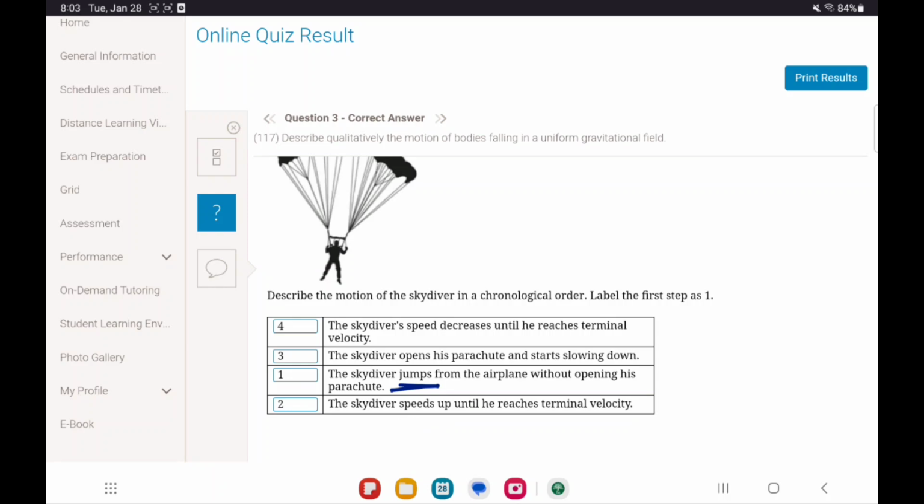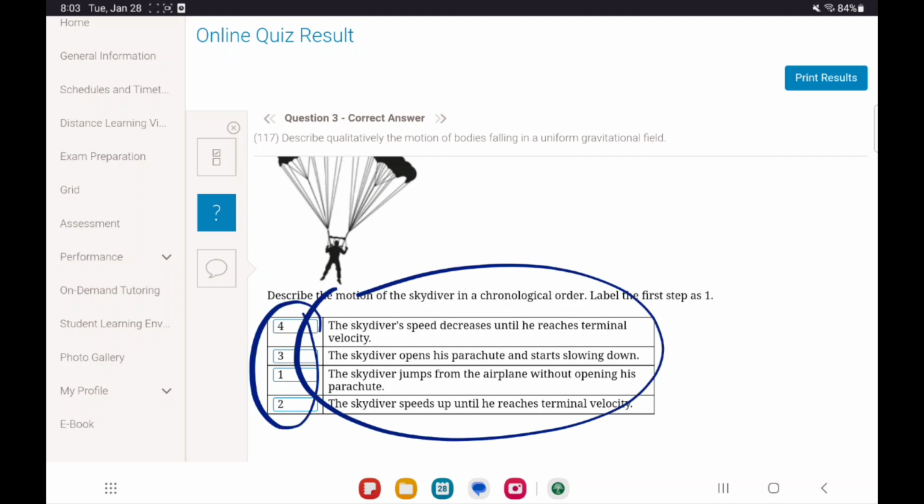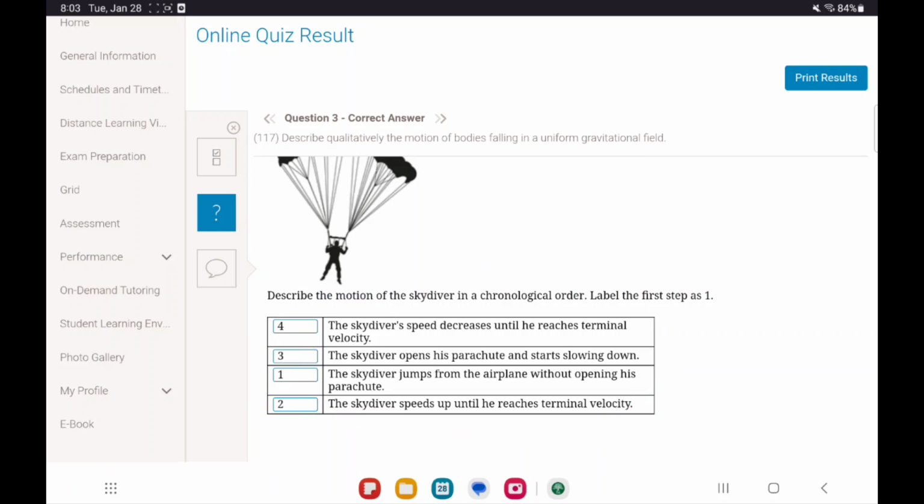So he opens his parachute because he reached terminal velocity. There's nothing stopping him. And then he starts slowing down because he opened his parachute. The speed decreases until he reaches terminal velocity again, okay, and because it reaches terminal velocity, the net force at the end will be 0. So that's the order. Just memorize these. Don't memorize the order because it's not going to be the same. Okay, now let's go to 4.